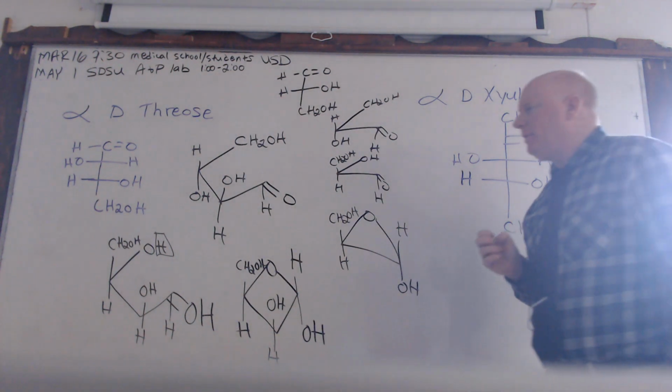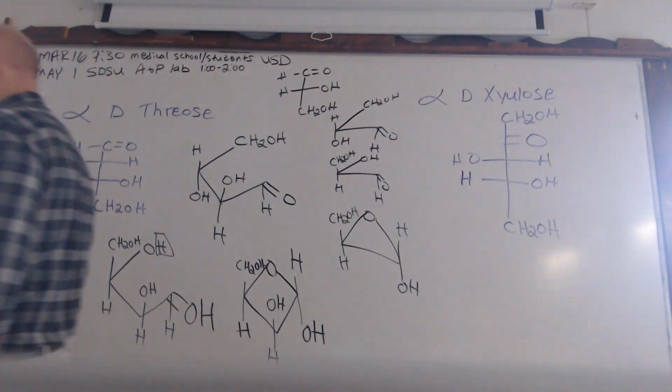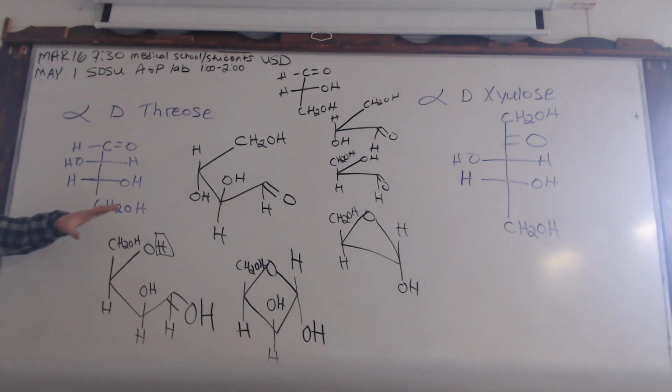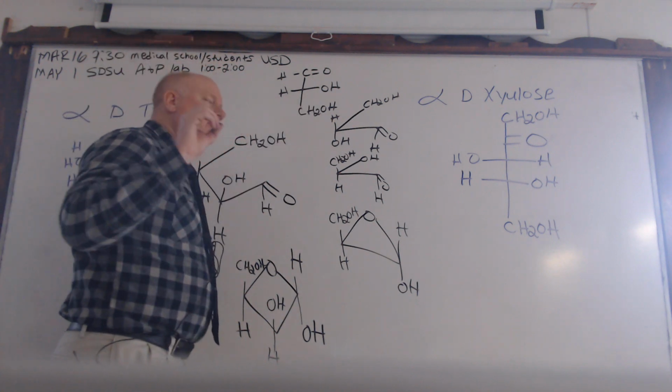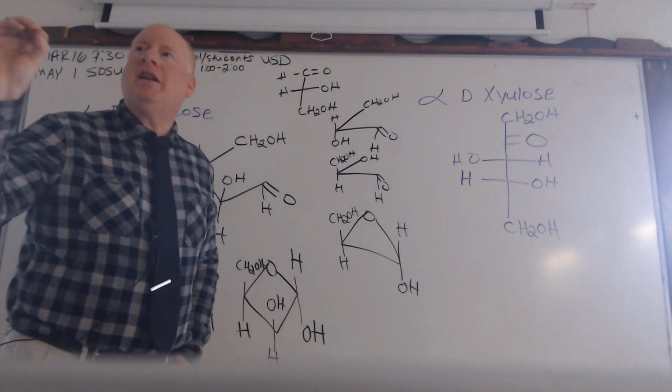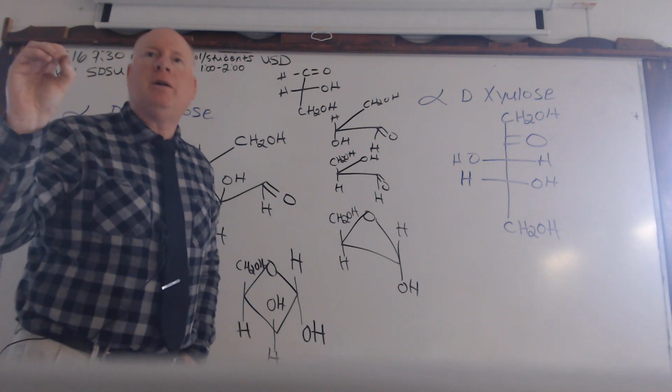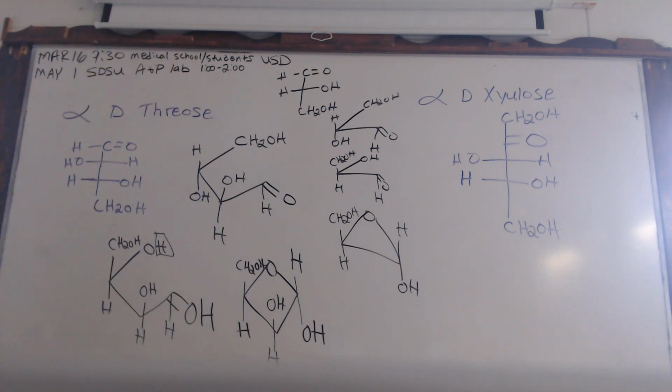But one of the aspects that could happen is we could have to draw a tetrose, or even a triose in this example. And the number of carbons in an aldehyde sugar helps you with the shape. How or why?